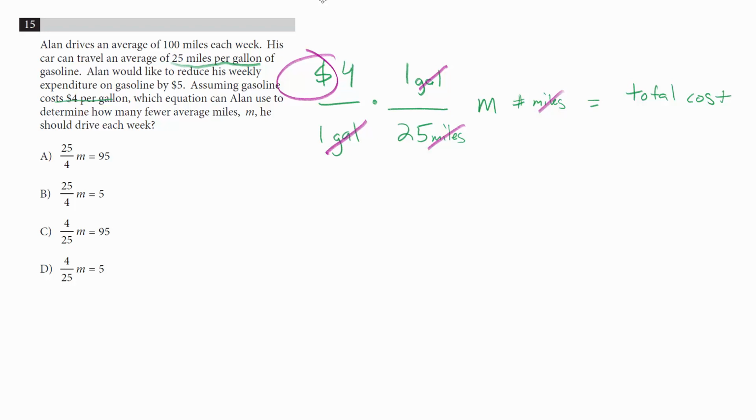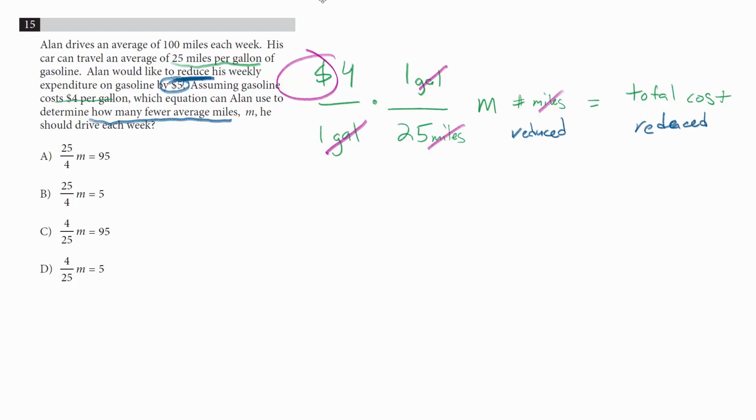But this question is kind of tricky. It's looking for an equation that tells him that he wants to reduce his weekly expenditure by $5 to determine how many fewer average miles. This isn't asking for total price or total miles. It's asking for how much miles he should go down by to get a certain number of dollar reduction. So we can still use this equation though, because we can just say number of miles reduced and total costs reduced.